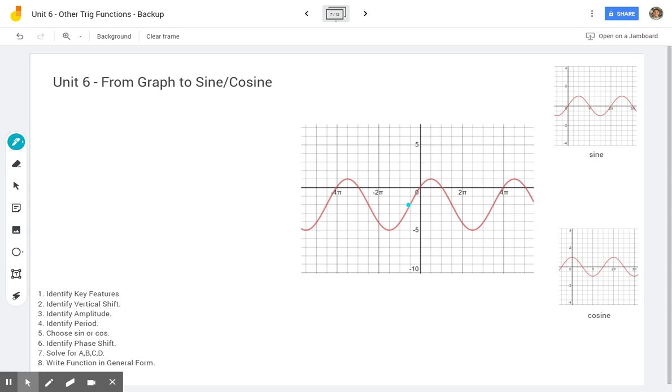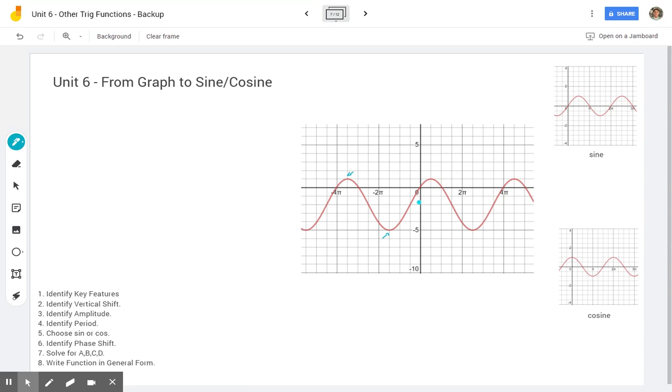The first thing to do is identify your key features of the graph. Notice where the peak values are. Notice the minimum and the maximum values. Notice the shifting. This is definitely shifted down. And it looks like it's shifted either to the right or left, depending on whether we decide to go with sine or cosine.